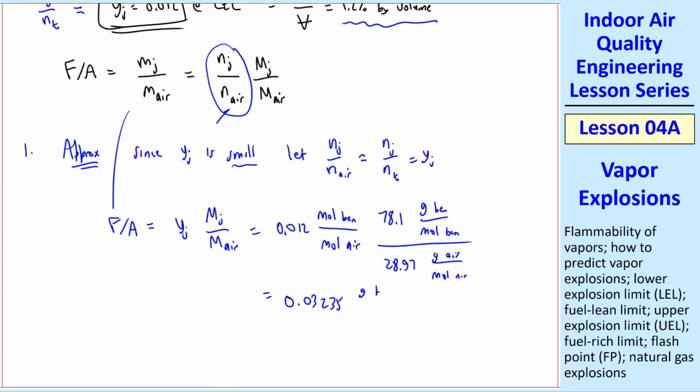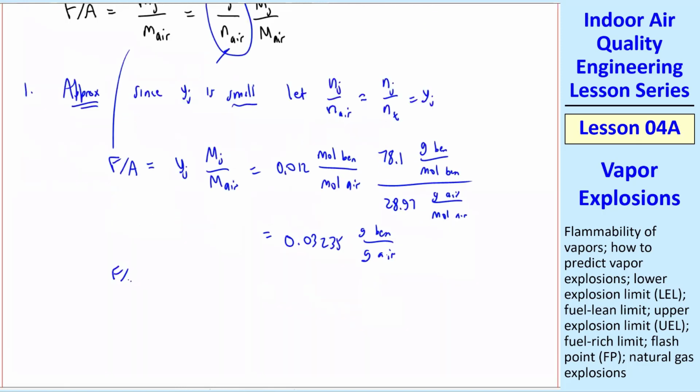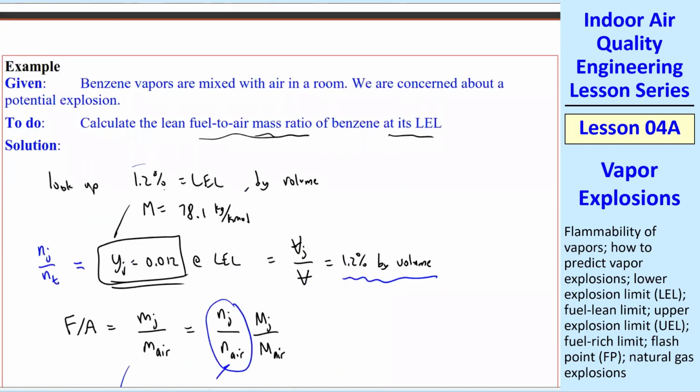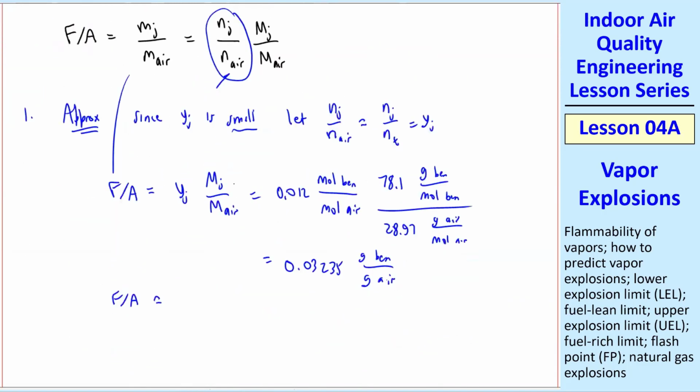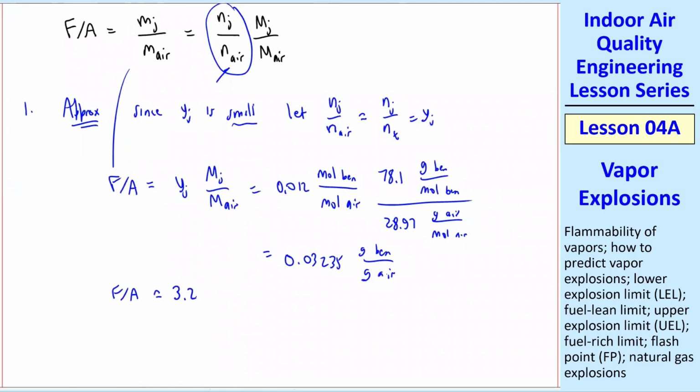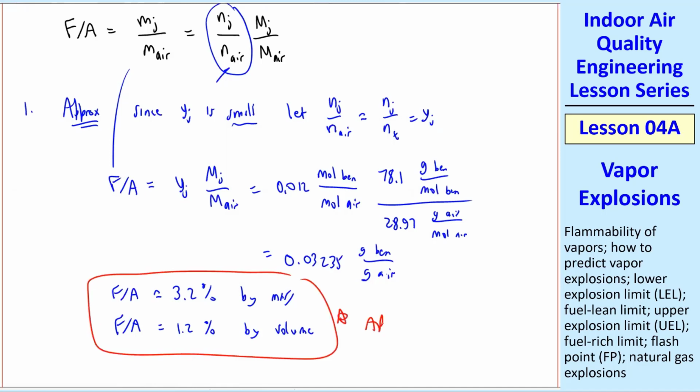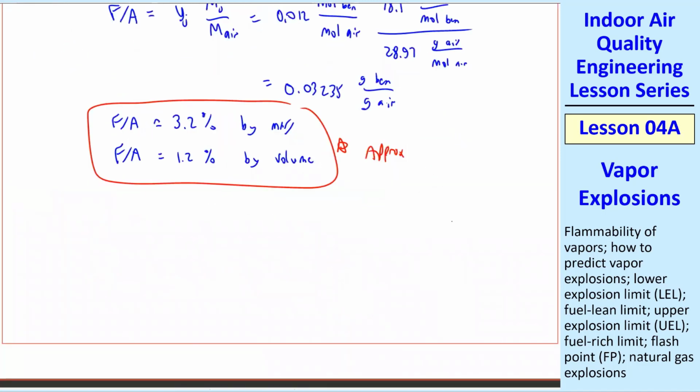0.03235 gram of benzene per gram of air. So the bottom line is F over A is approximately, we only have 2 digits in this guy, so 2 digits is about all we can hope for. So we'll call that 3.2% by mass. You can also say F over A, we already know that number is 1.2% by volume. So that's our approximate answers. These are approximate. How would you do this exactly?